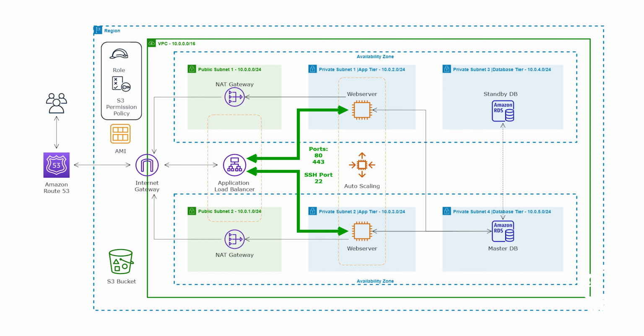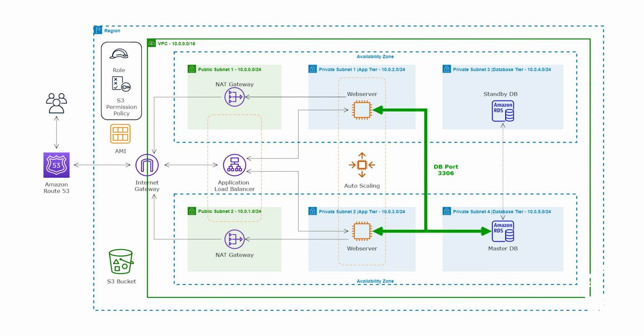The third security group that we will create will be assigned to our web servers in the private subnet. And this security group will only allow traffic on port 22 from our Bastion host, and it will also allow traffic on port 80 and port 443 from our application load balancer. The last security group that we will create will be assigned to our database instance, and it will only allow traffic on port 3306 from our web servers.